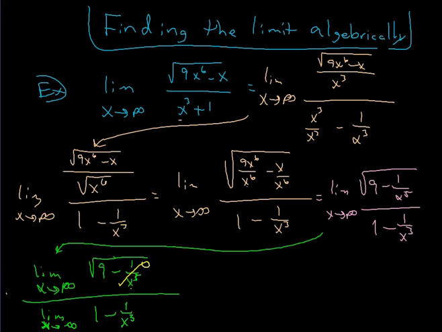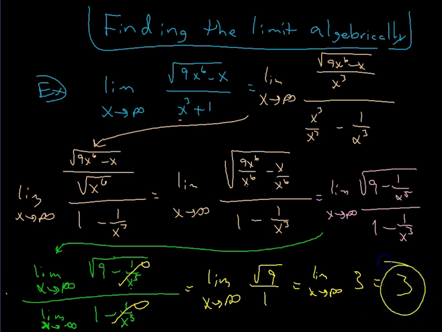Same case as this fraction. When x gets infinitely large, this fraction part goes to 0. So it basically leaves you with the limit as x approaches infinity of the square root of 9 divided by 1, which is the limit as x approaches infinity of 3. The limit of any constant is the constant, so the limit has to be 3.